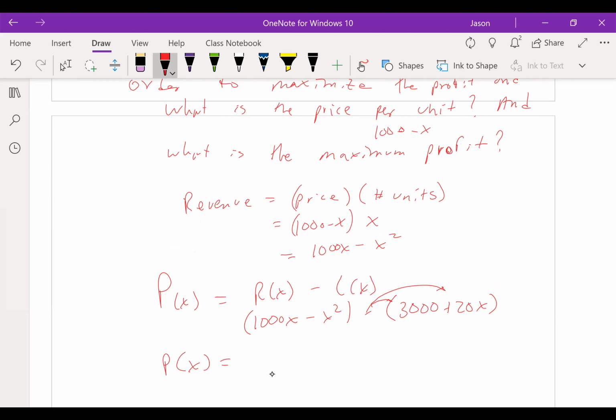So I'll go negative X squared, in descending order. And then it's 1,000X minus 20X. I distribute the negative sign, so I get a negative here and a negative here. That's 980X. And then I've got minus 3,000. So this is my profit function.